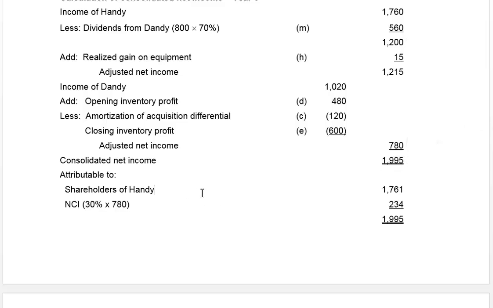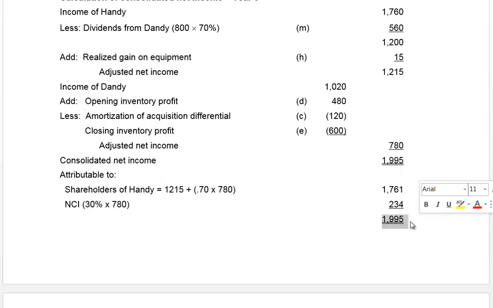To do the attribution, we would take all of the parent's adjusted income plus our share, which is 70% of the sub's adjusted income, and that will give us $1,761. So I'm just doing a little bit of math here with you. Okay, and that should give us $1,761. And obviously the other 30% of the $780 that we didn't pick up here, because we only pick up 70%, NCI gets allocated the rest, and that's $234, and that will give us $1,995.